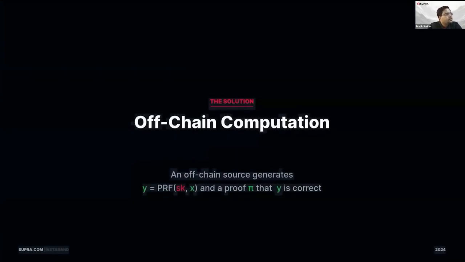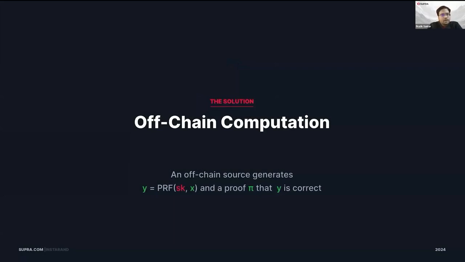We rely on a technique called off-chain computation, where you delegate the computation of Y to an off-chain node or off-chain service, or in this case, it will be Supra, or even Chainlink, or say Algorand or Aptos. They will maintain the secret key within themselves, and they will compute the output Y on an input X using the secret key, and they will produce a proof pi that Y is correct. This is called off-chain computation.